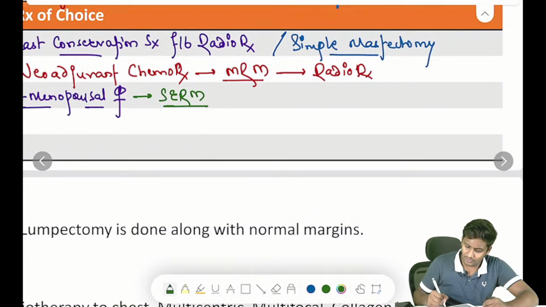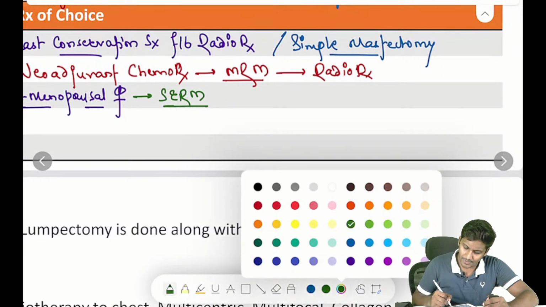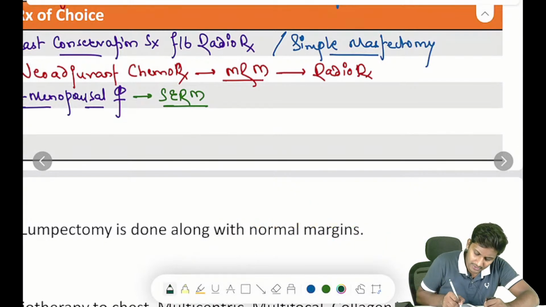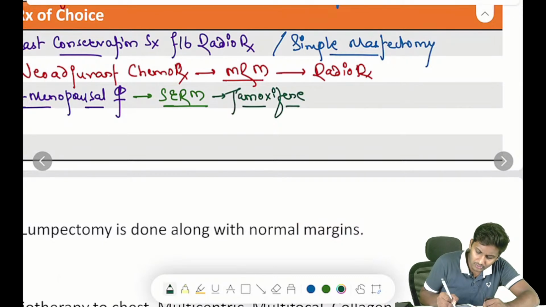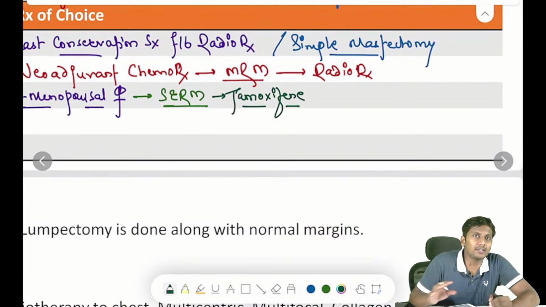And this selective estrogen receptor modulator, the best drug that we give in a case of breast cancer is usually tamoxifen. See, tamoxifen is commonly used. The other drug which can be used is raloxifene. Now, what is the difference between tamoxifen and raloxifene?